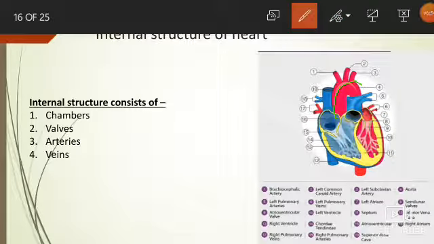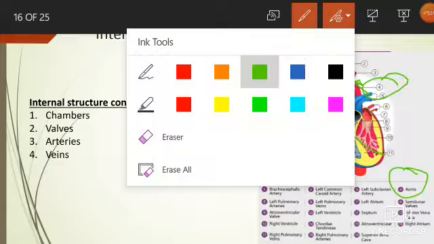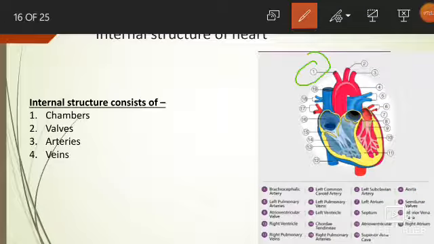There is a structure called aorta that leads from the left ventricle, and the main function of aorta is to carry oxygenated blood from the left ventricle to the whole parts of the body. So many arteries branch off from the aorta region. These are named brachiocephalic artery, left common carotid artery, left subclavian artery.